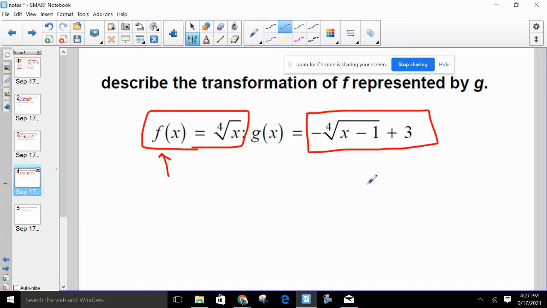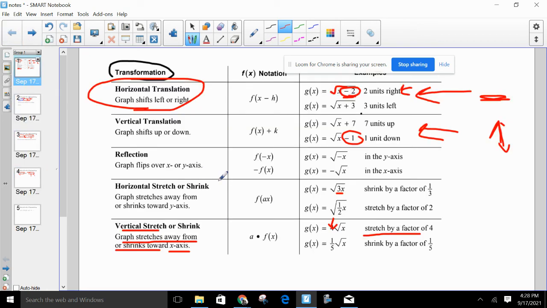Here we go. We have something being subtracted within the fourth root. We have something being added outside the fourth root. And we have a negative 1. Remember, there's really a negative 1 there, even though we won't bother to write it. There's really a negative 1, a negative being multiplied by the whole thing. So I'm looking at my notes. Let's see what we got.